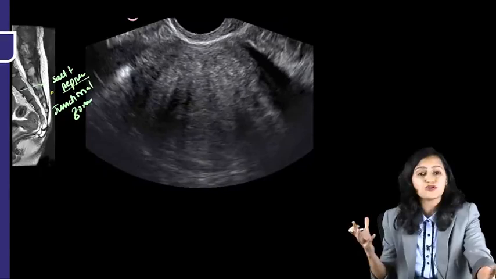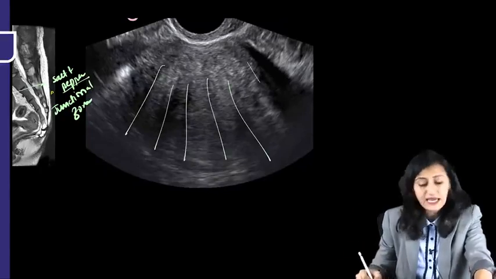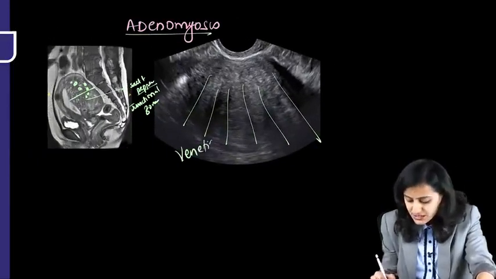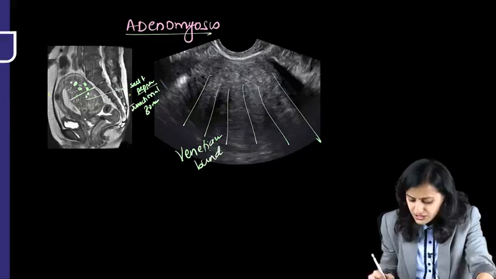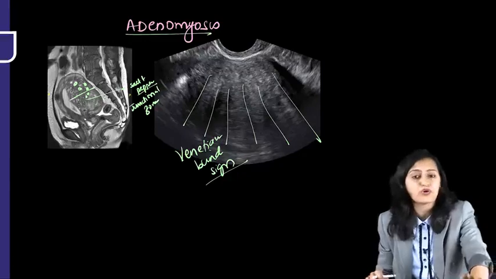On ultrasound, what do we see is the bulky uterus with a lot of these linear shadows coming in, which is the vertical lines. This is called as Venetian blind effect or the Venetian blind sign, which might also be seen in cases of fibroid also.